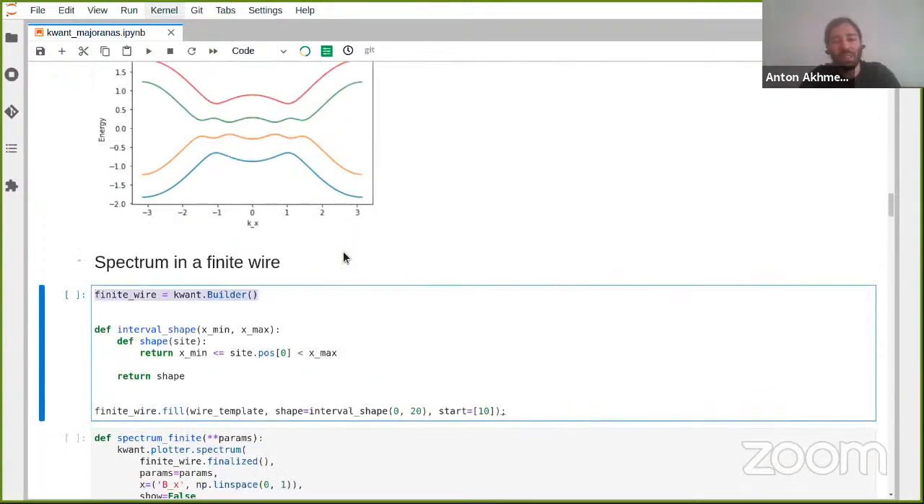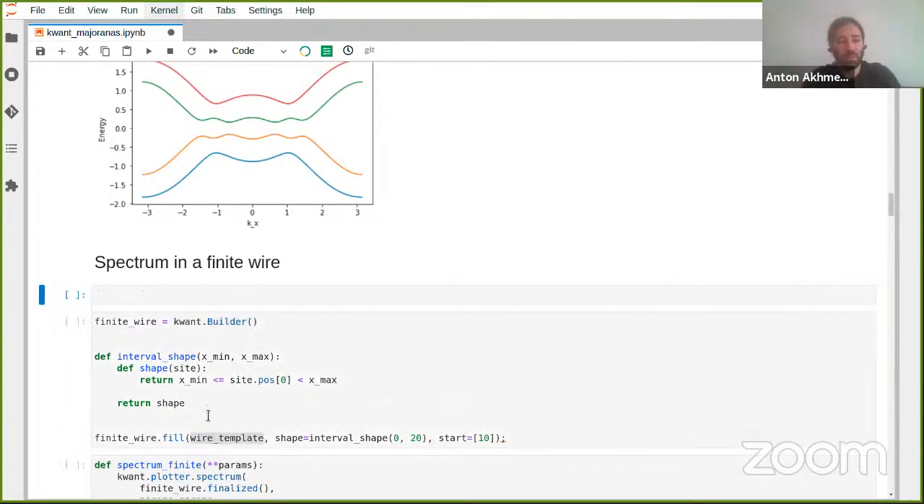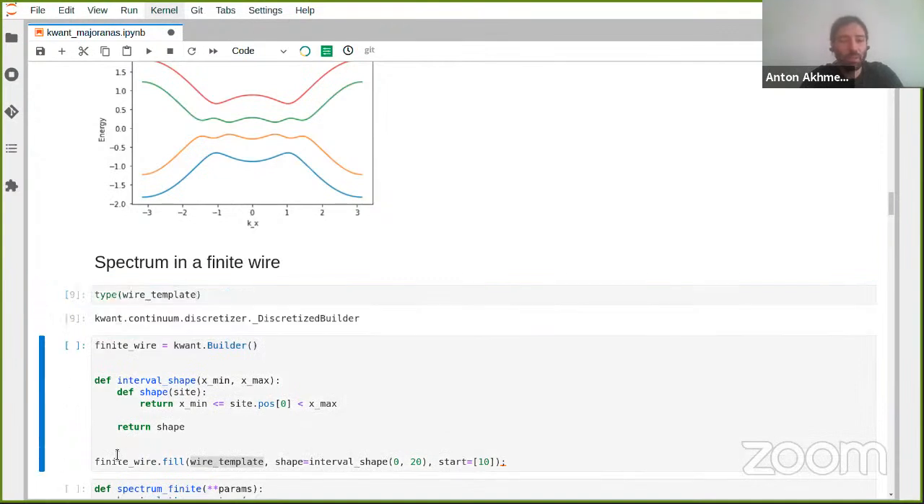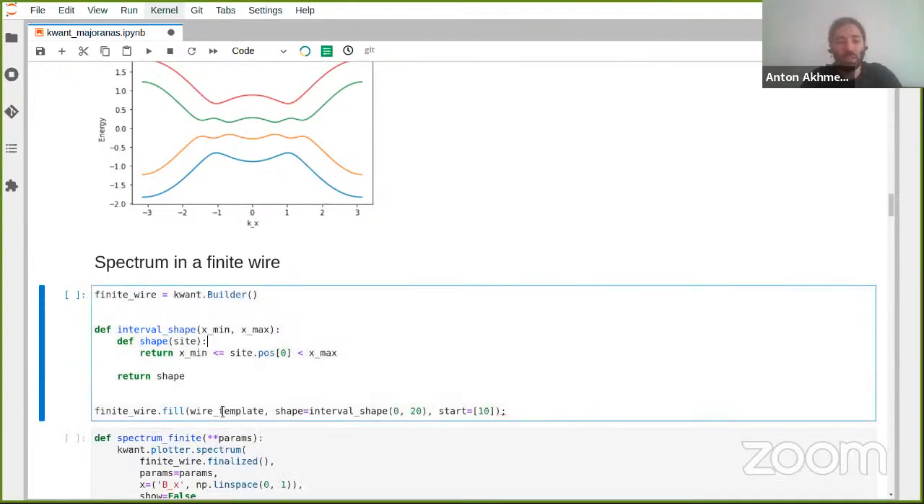So I'm now going to create an object for the finite wire. This object is of a Builder class. This is basically the object Kwant uses to define the different systems. You will see this class appear more and more. The wire template over here is actually also a Builder by itself. It's coming from the discretizer, but it is also a Builder. So in order to create a finite wire, we take the template, we take the finite wire, and we add to it all the sites from the template that belong to a shape that starts at x equals 0 and ends at x equals 20.